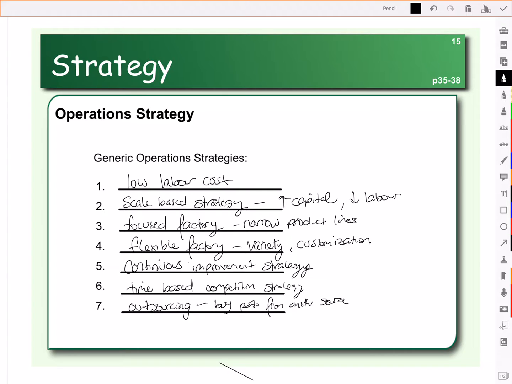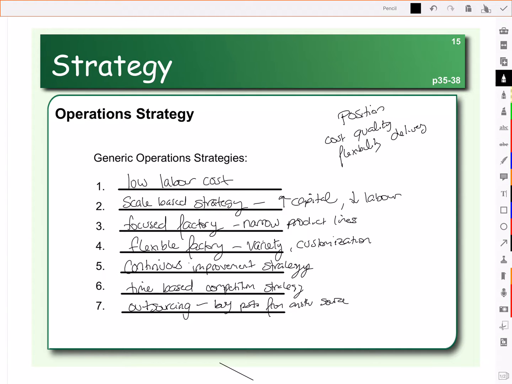Okay. Now, which operation strategies you choose should tie to how you position your company. Remember, there are 4 positions. There is cost, quality, flexibility, and delivery. So these strategies should align with your position.